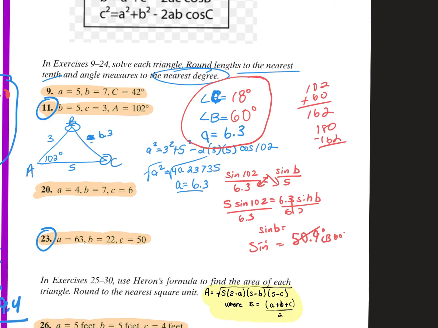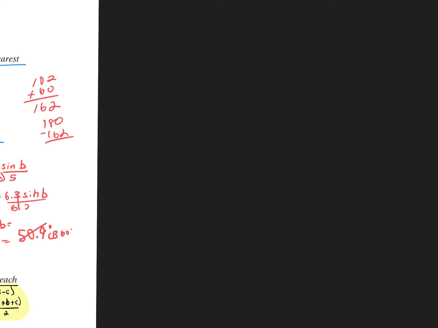All right, so let's do 23. Pablo just asked, could there be a possibility of two triangles? No, not with cosines. In 23, what's A, B, and C? A is 63. B is 22. C is 50. Thank you, ma'am.